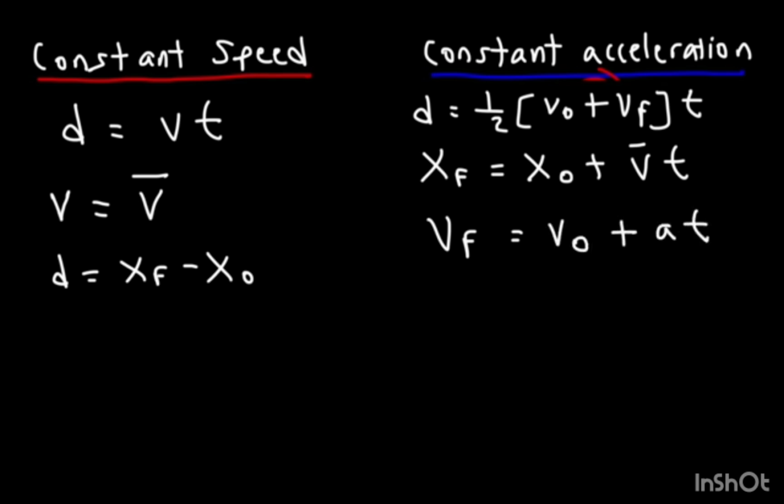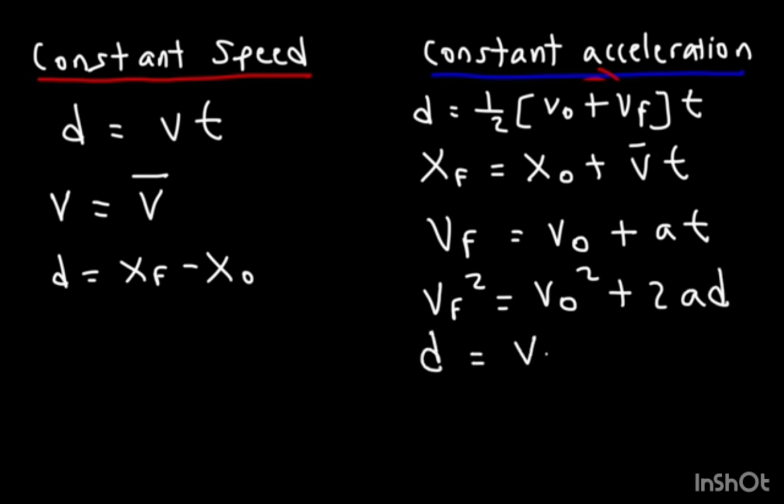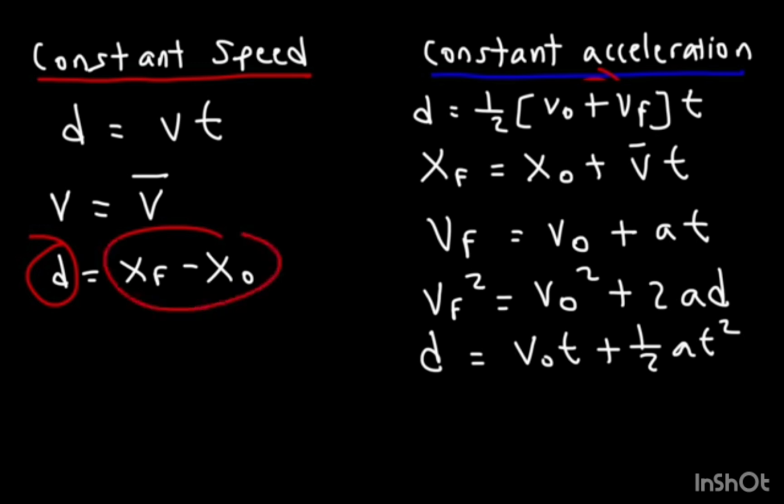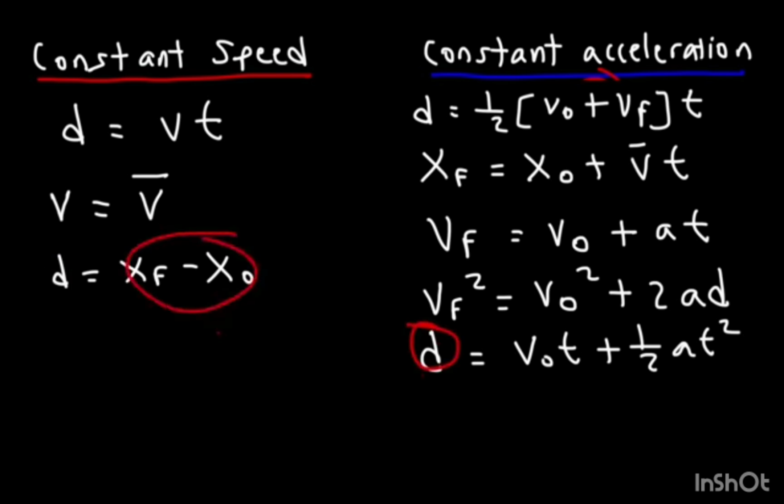Now there are some other equations that we can add to the list. Another one is V final squared is equal to V initial squared plus 2 times AD. And then there's this one. Displacement is equal to V initial t plus 1/2 AT squared. And anytime you see the letter D, you can replace that with x final minus x initial. So if we were to substitute x final minus x initial for D, and then move x initial to the right side of the equation, we'll get this equation.